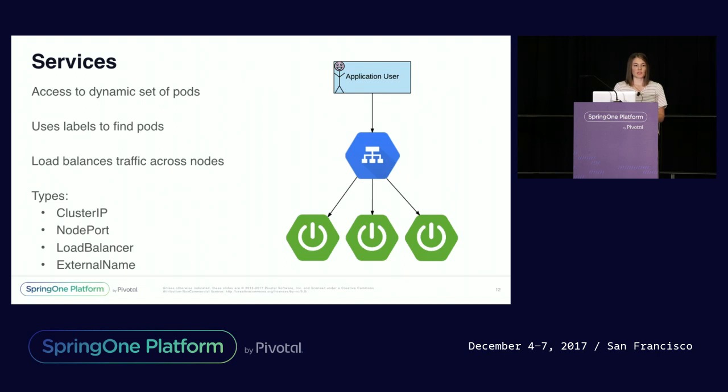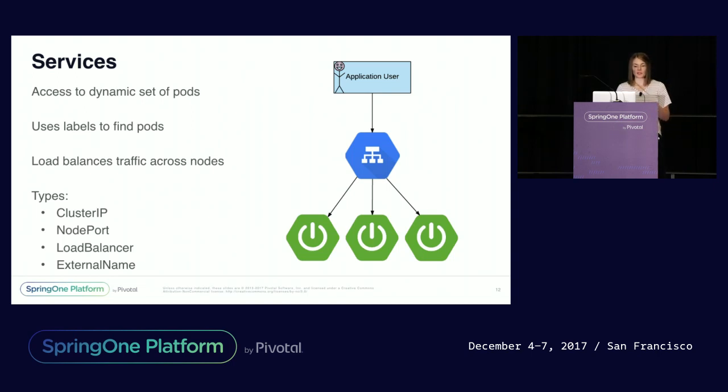Services allow access to a dynamic set of pods, so no matter what the pods are named or where they're running, you can access them the same way. It uses labels to find the pod, so when we said app equals nginx, we can tell the service, just send it to any pod that's labeled app nginx, and it load balances traffic across the nodes. There are 4 types of services. The first one, cluster IP, is used if you want to access your workload only within the cluster itself, so other pods can access it.